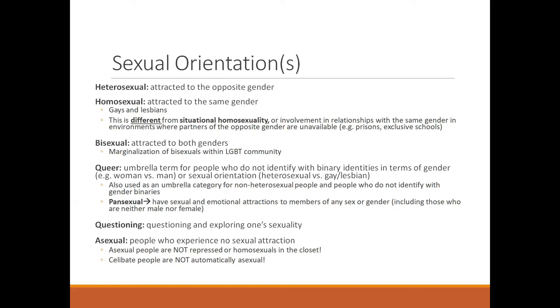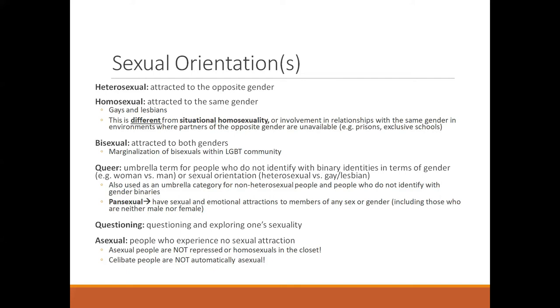So heterosexual means one is attracted to the opposite gender, and homosexual pertains to one who is attracted to the same gender, and this covers gays and lesbians. Being a homosexual is different from what you would call situational homosexuality, or people's involvement in relationships with the same gender in environments where partners of the opposite gender are unavailable. So for example, in exclusive schools for girls and boys, there's actually more fluidity in terms of sexual orientation. But when people leave these environments, they go back to heterosexual relationships. Situational homosexuality is different from identifying as gay or lesbian, regardless of their environment.